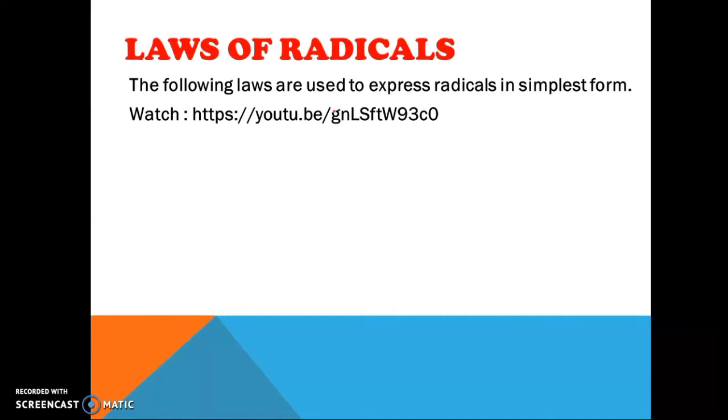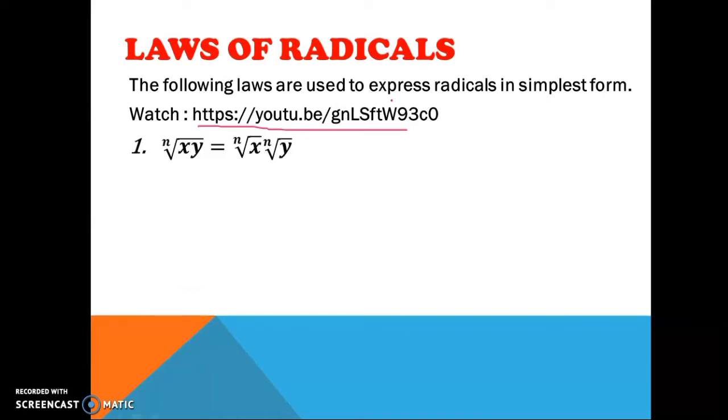So, let's now proceed with the laws of radicals. Laws of radicals are used to express radicals in simplest form. So, if you want to know the derivation or yung pinanggalingan ng laws of radicals, you may watch this link. Pwede nyo siyang panoorin later. Or, ang laws of radicals din naman, di ba yung kagaya nung last week na lesson natin about rational exponents, in-apply lang dyan yung parang laws of exponents. So, yun yung pinanggalingan niya.